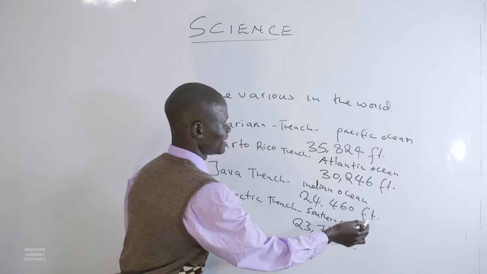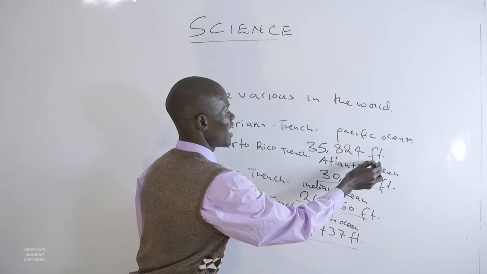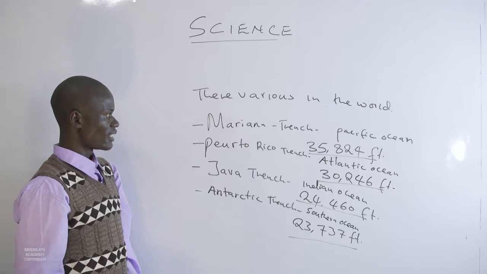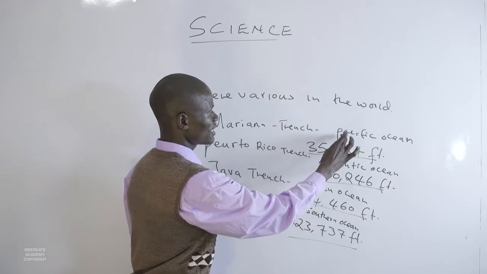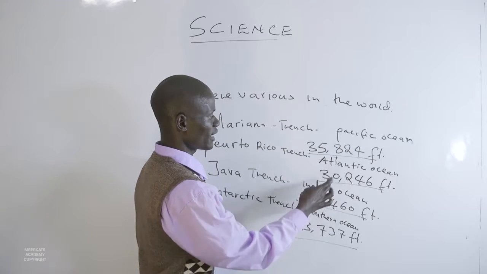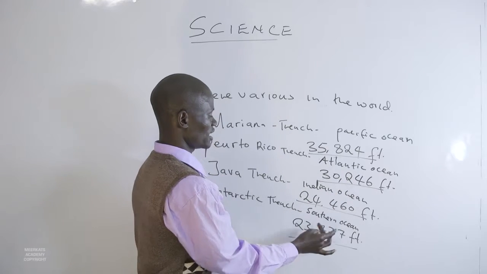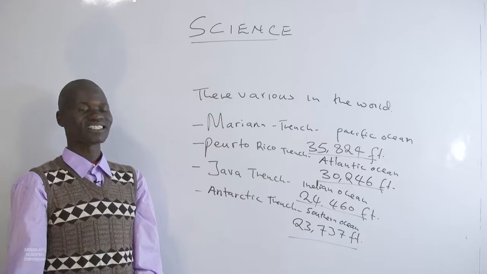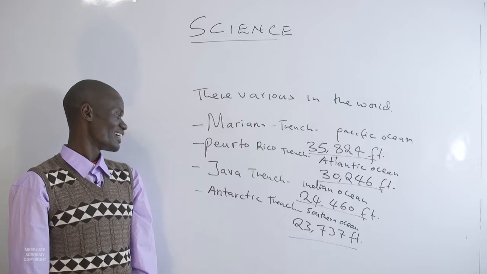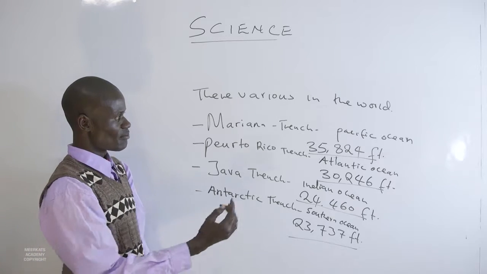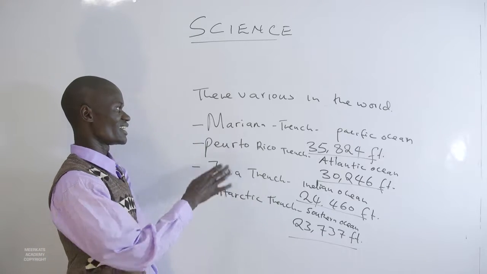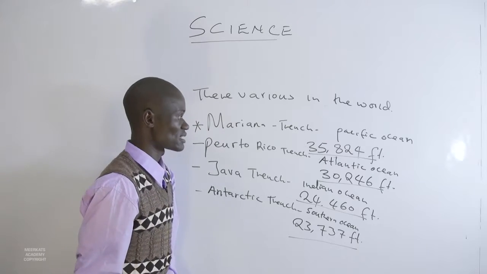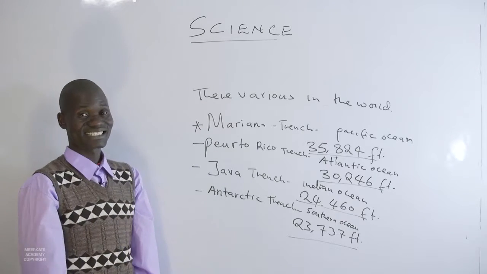Now, these trenches create what we call the mid-ocean ridges. Therefore, every trench is in the Pacific Ocean, the Atlantic Ocean, the Indian Ocean, and the Southern Ocean. I have discovered that when you study them closely, you find that beside these oceans, there are various trenches. On the Pacific Ocean, we have the Mariana Trench.